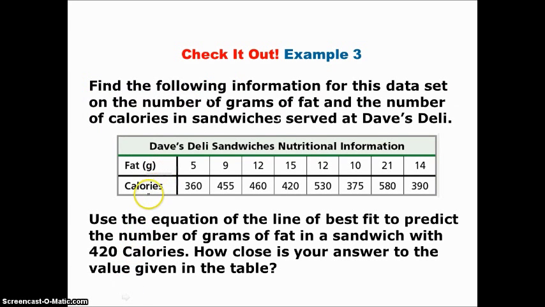Okay, let's do one more example. Find the following information for this data set on the number of grams of fat and number of calories in sandwiches served at Dave's Deli. So we're going to use fat as x, calories as y. Use the equation of the line of best fit to predict the number of grams of fat in a sandwich with 420 calories. How close is your answer to the value given in the table?